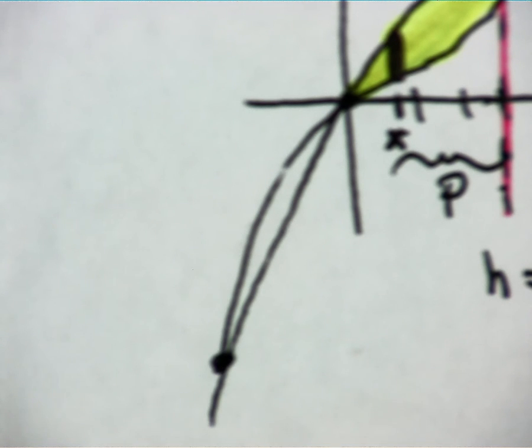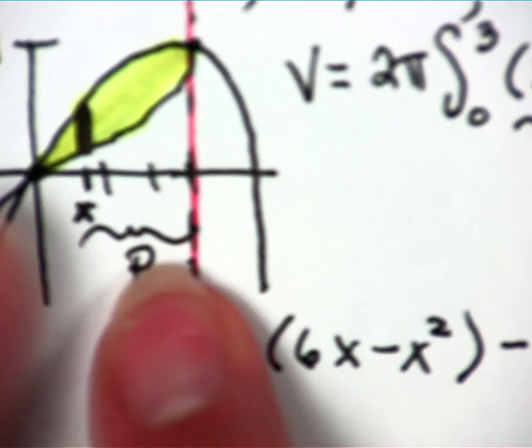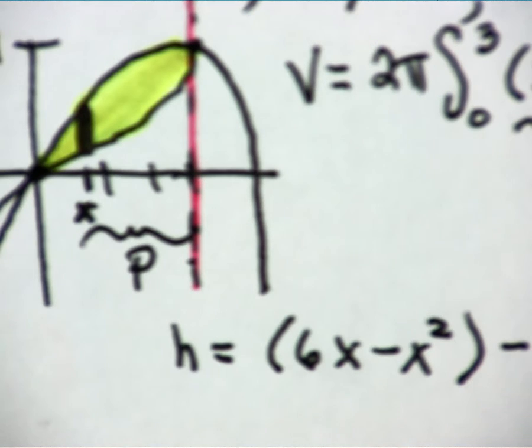If my rectangles are perpendicular to the axis, I'm going to have... Disk is when your rectangles are perpendicular to the axis of revolution. Like this, my axis of revolution was vertical, so my rectangles were vertical because I was using the shell method.